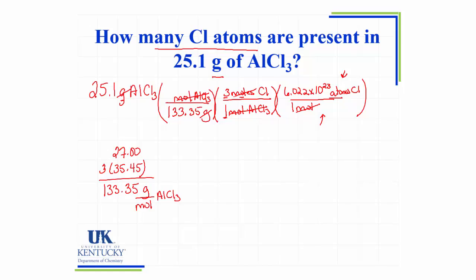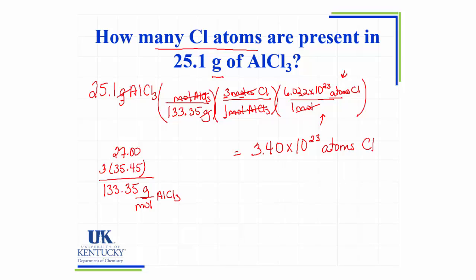Now I can multiply 25.1 times 3 times 6.022 times 10 to the 23rd and divide by 133.35, and when I do, I get 3.40 times 10 to the 23rd, and this is atoms of chlorine.